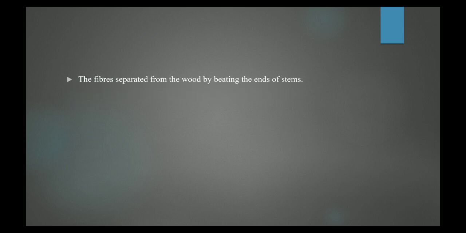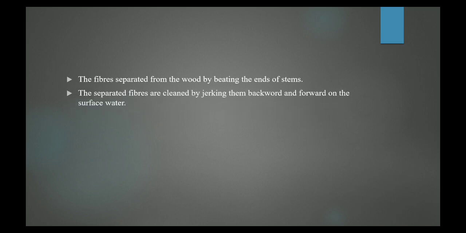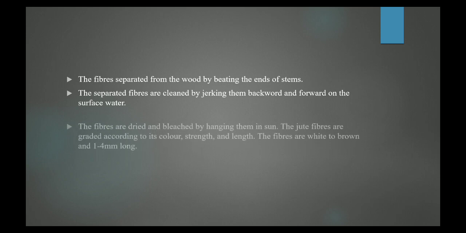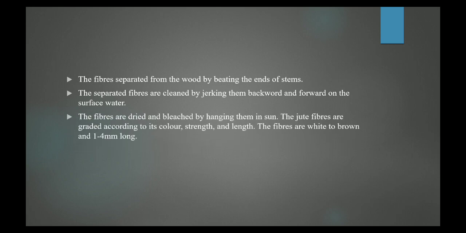The fibers are separated from the wood by beating the ends of the stem. The separated fibers are cleaned by jerking them backwards and forward on the surface of water. The fibers are dried and bleached by hanging them in the sun. The jute fibers are graded according to color, strength and length. The fibers are white to brown and 1 to 4 mm long.